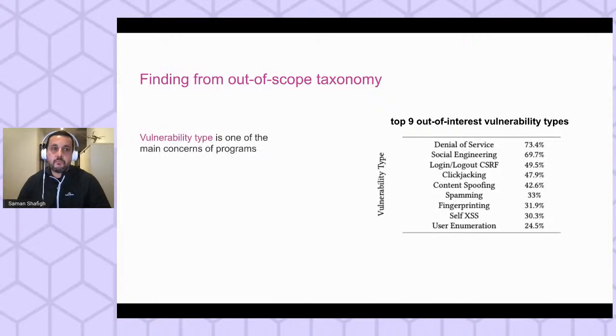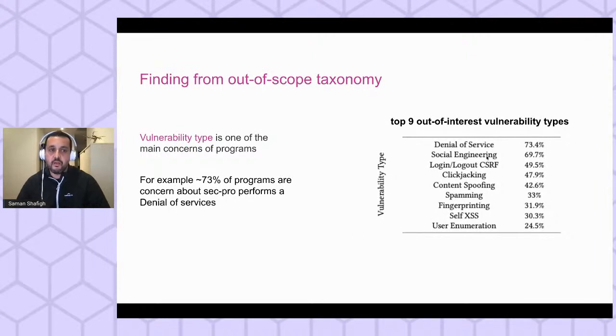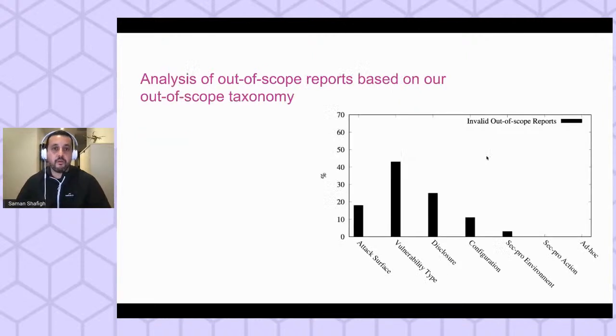From our out-of-scope taxonomy, we found that the majority of programs are really concerned about the type of vulnerability. For example, around 73% of all programs are concerned about security professionals doing a denial of service proof of concept on them and then maybe submitting a report related to denial of service, or maybe doing social engineering on their users. So these are the top 9 out-of-scope vulnerability types that most programs don't want security professionals to try to identify. The reason why these were selected could also be a research question, but this is just based on reviewing the policy pages.